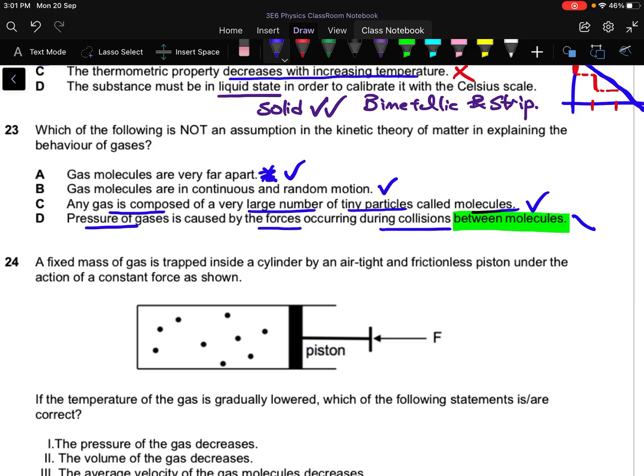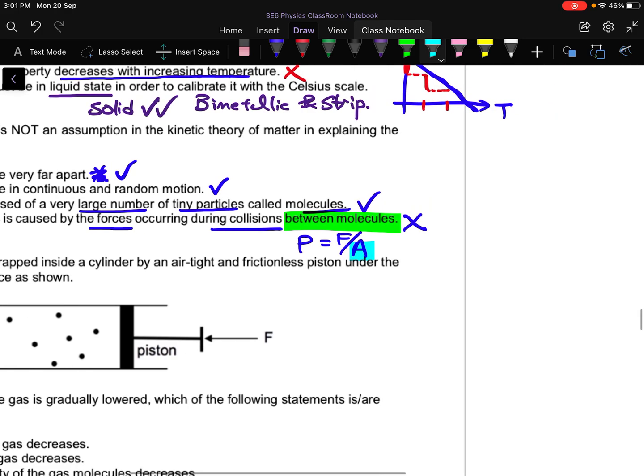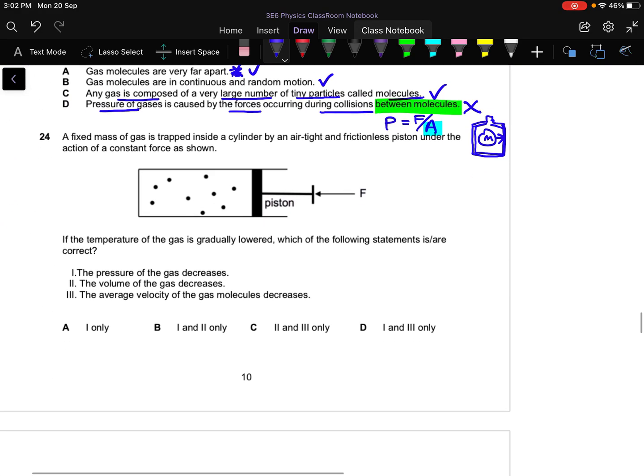Pressure of gas is caused by force exerted during collision between molecules. This is wrong. Okay, so pressure is not caused by forces exerted on the molecules themselves, because pressure is given by F divided by A. This area here, we are talking about the surface area of a cylinder maybe. So we are talking about the force exerted by molecules on the wall of the container.